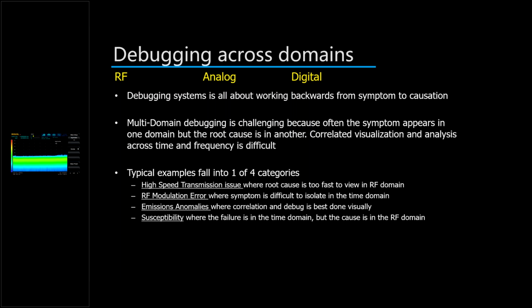So today we're going to talk about typical examples that really fall into one of four categories. One I call a transmission issue. This is where the root cause of our problem is happening too quickly to view in the RF domain, right? So we'll see some 50, 100 nanosecond issues that are really happening in the RF. But to really debug it fully and figure out what's going on, we need to search through it and analyze it in the time domain as well.